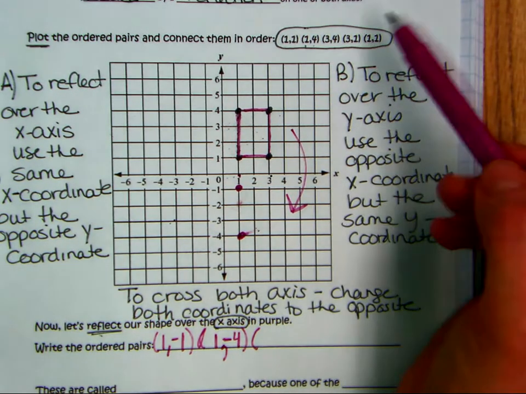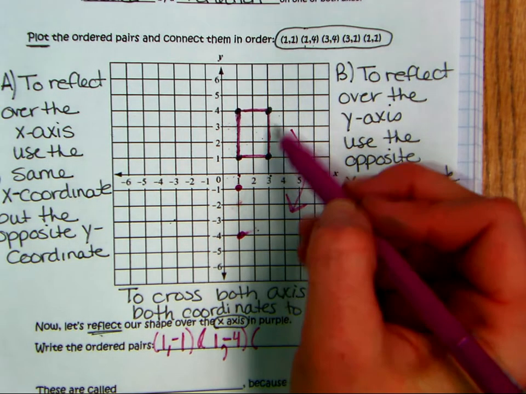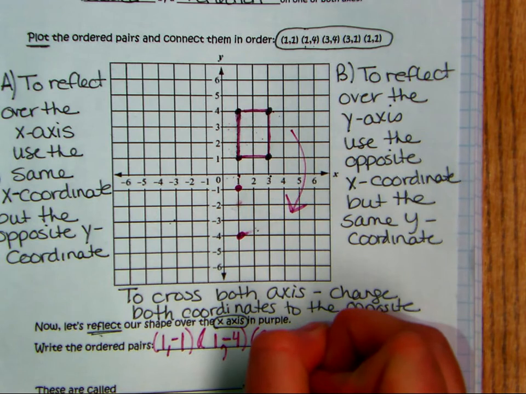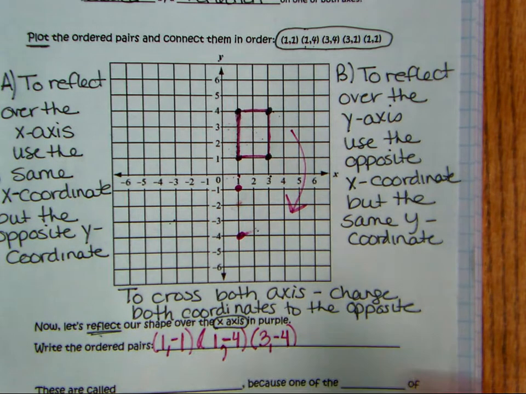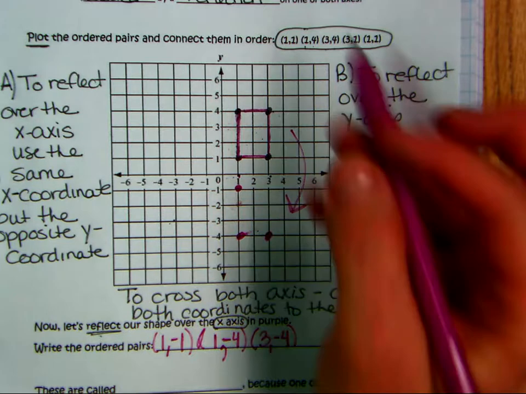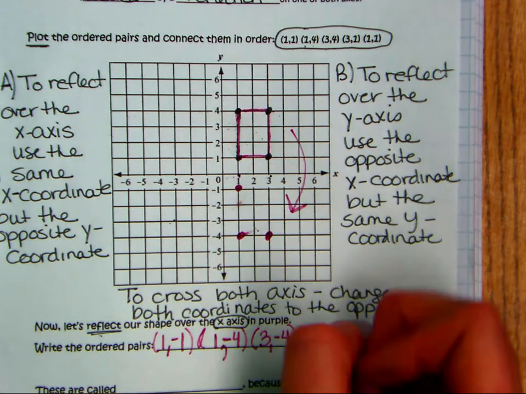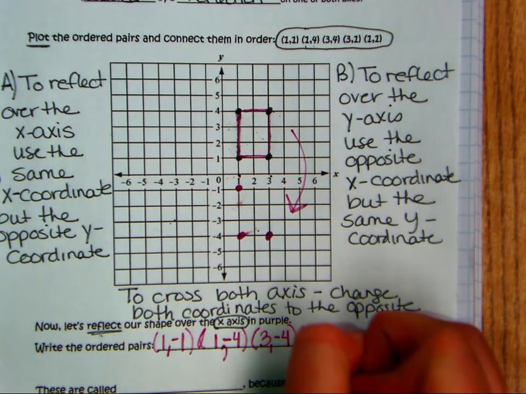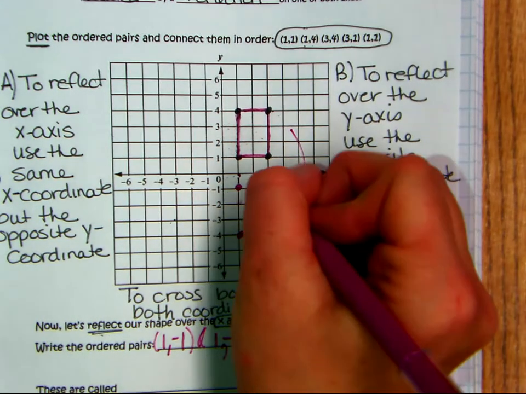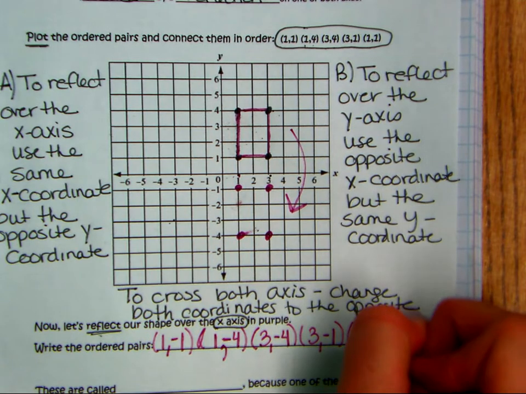All right, let's look at the next one. We had positive 3, positive 4. So we keep the 3 the same, and we're going to change the 4 to the opposite. So just change the sign, and it's going to go right here. And then our final one, 3, 1. So over to 3, up to 1, keep the 3, change the 1 to the opposite, and it's going to go right here. And then we bring it back to 1, negative 1.